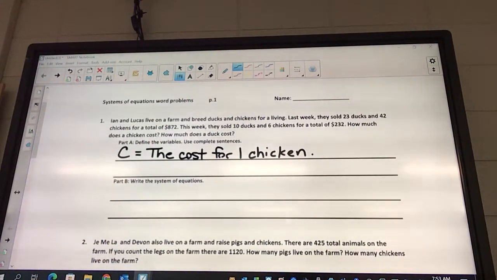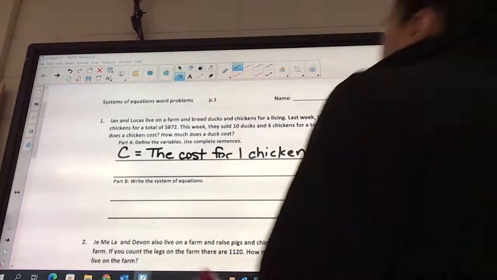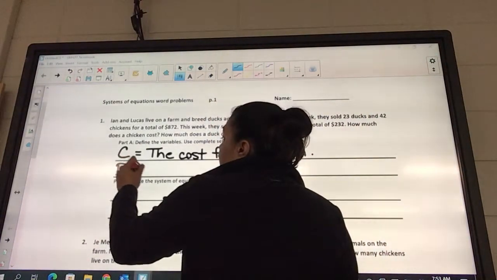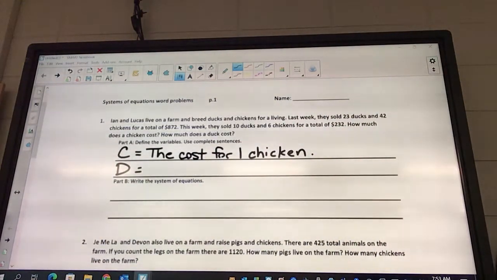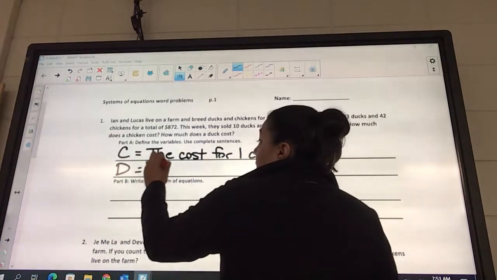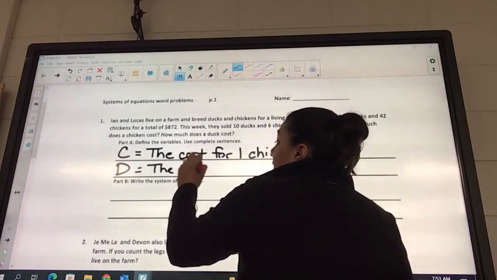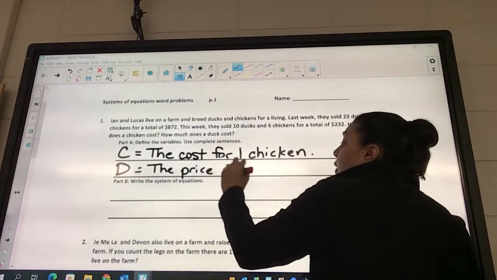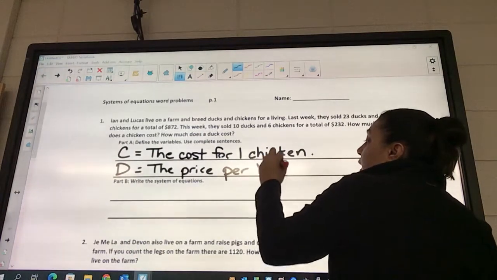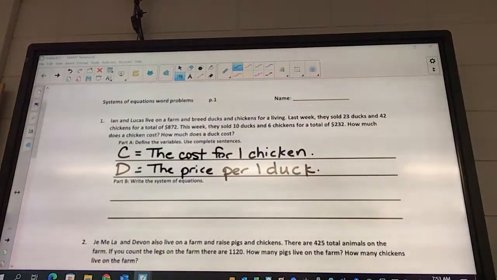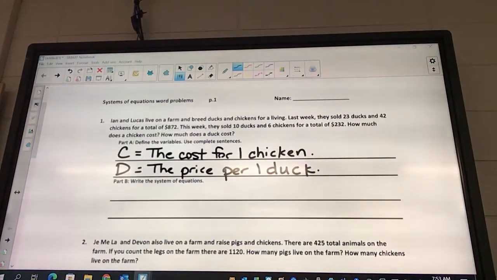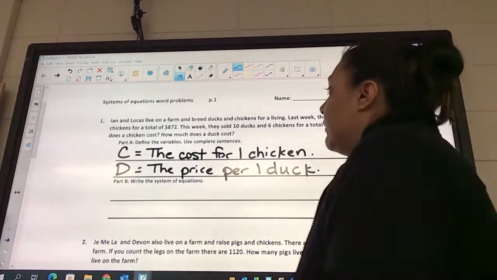And what else are they talking about in here? Ducks. So we can say D. Some people use X and Y, which is what we have been doing when we did substitution. So D is, instead of cost, you could say price. The price per one duck. You could say for a single, that means for one. There are plenty of words that you could use.